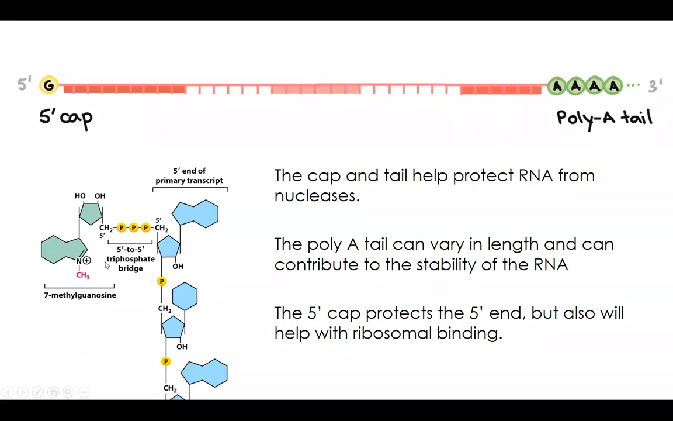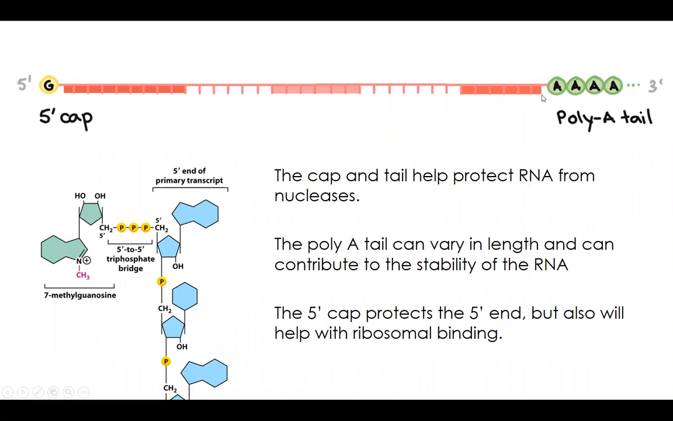You don't have to memorize the structure, but I like to think of it as a nucleotide that's stuck on backwards. It's not really exactly the case, but it helps me to think about it. This caps the end, and it helps protect from nuclease attacks, which chew up and degrade these RNA sequences. And the 5' cap in eukaryotic cells can also aid with ribosome binding later on when we get into the cytosol.